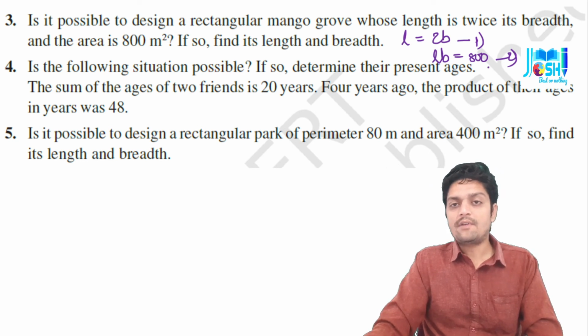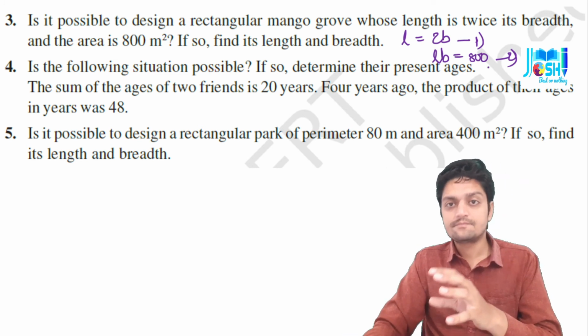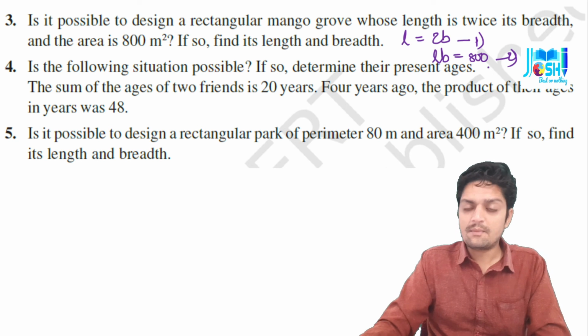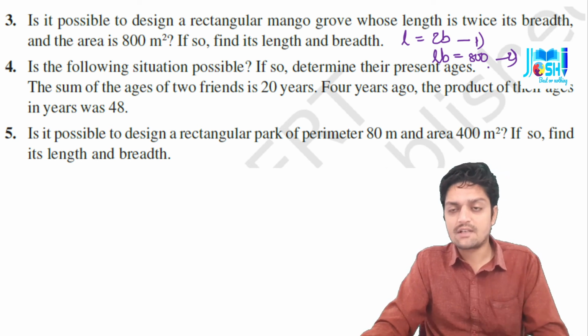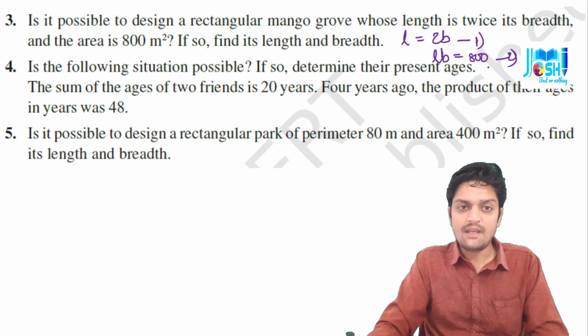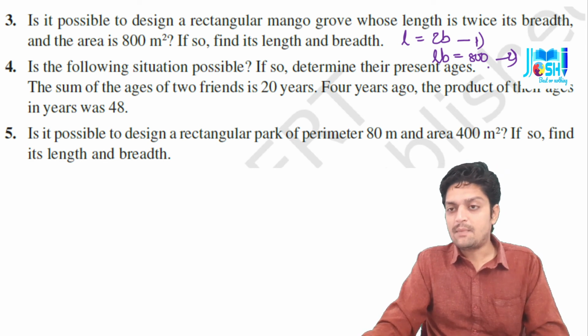Because when you put the value, let me solve it myself, because I just want to show you something. L into B. Rectangular mango grove whose length is twice its breadth. Length is equal to 2b. LB is equal to 800.